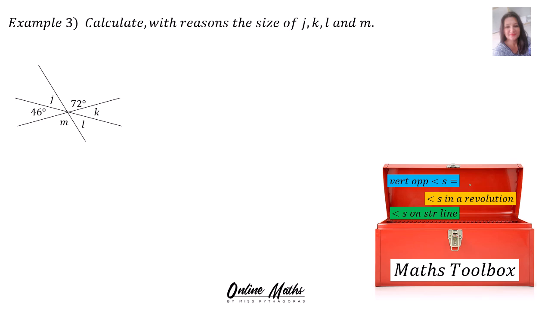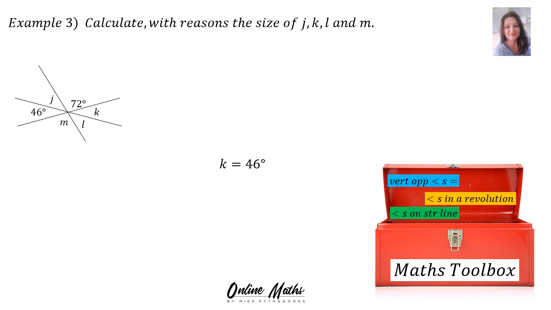Example 3. Calculate with reasons the size of J, K, L, and M. Then on your diagram, you find three intersecting lines and then there's two angles given. The one angle is 46 degrees and the other one is 72 degrees. Now you can start anywhere. Always start with the given angle.